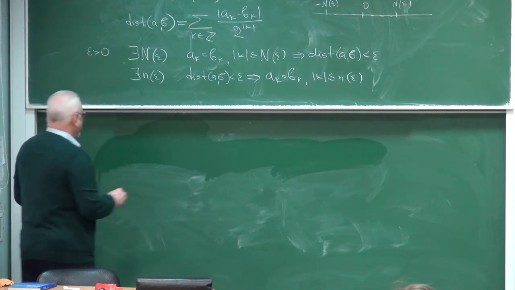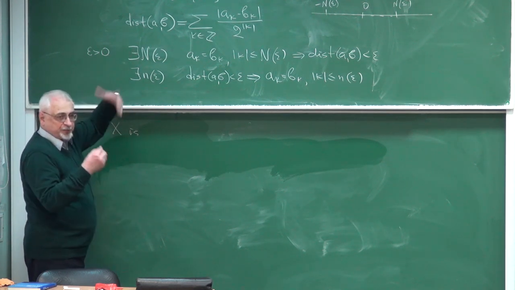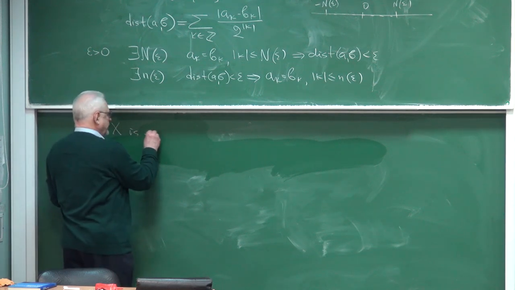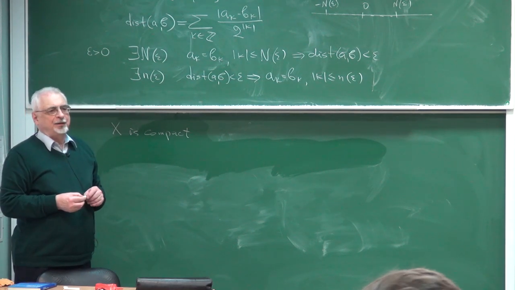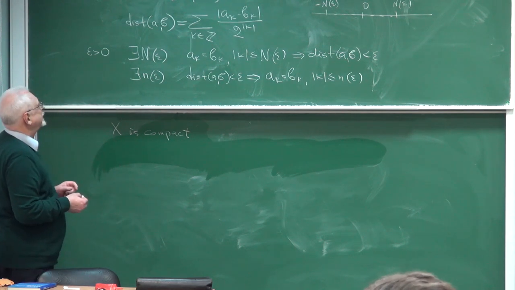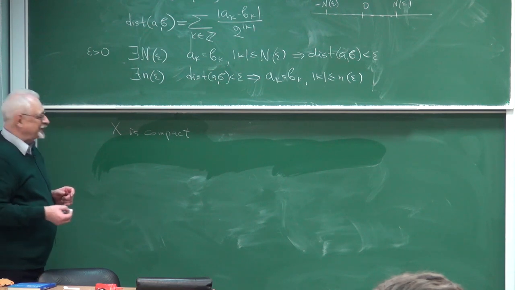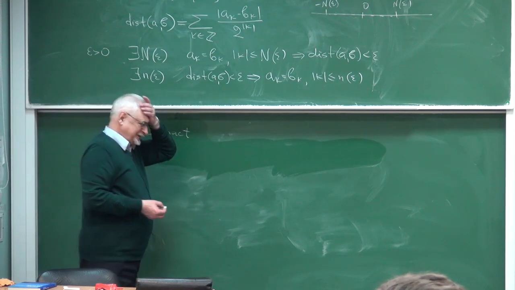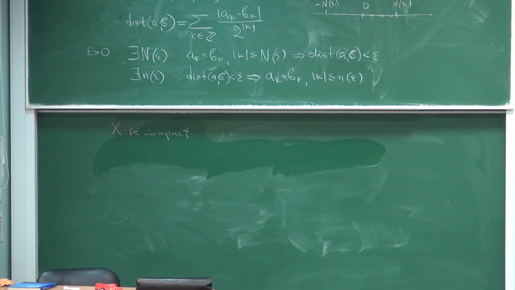The space X, now when I make it a metric space, it's a topological space also, it is compact. The second property is something strange. There exists N of epsilon, something like that. It's easy for me to formulate it in this way, then I will use it.